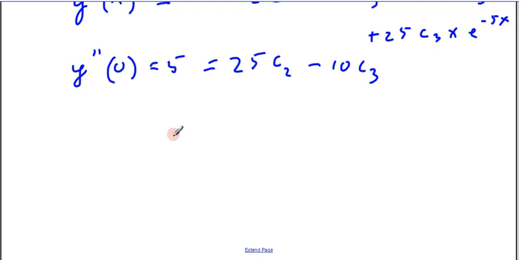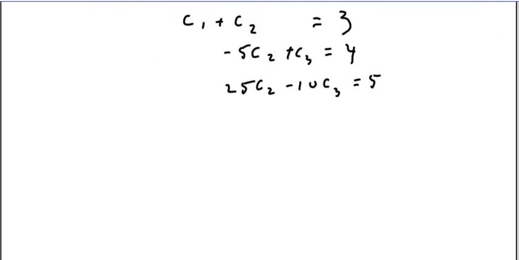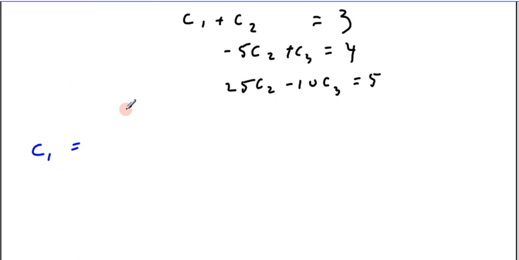Okay, so now we remember that we have three equations, three unknowns. C1 plus C2 is equal to 3. And we have minus 5C2 plus C3 is equal to 4. And we have 25C2 minus 10c3 is equal to 5. And those are the three equations, three unknowns. Now, normally what you'd probably do is just put them in your calculator and tell you what they are, but we're going to use Cramer's rule.